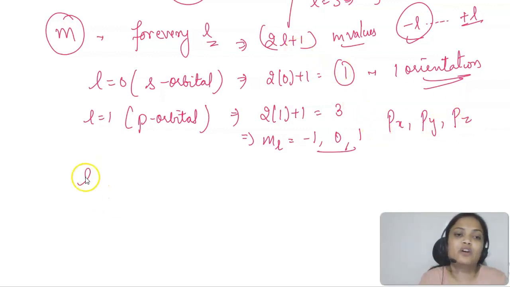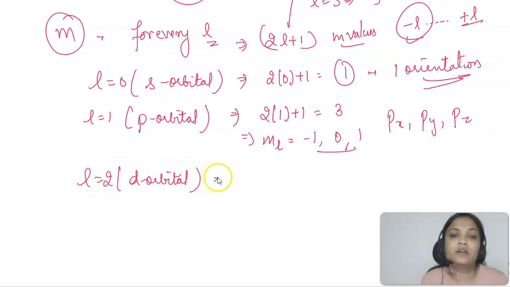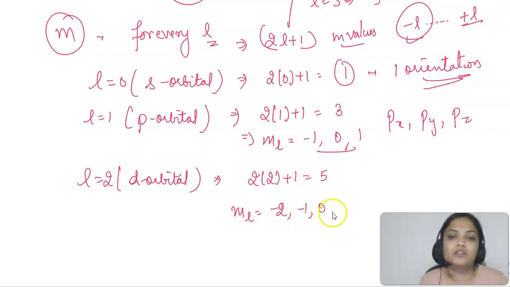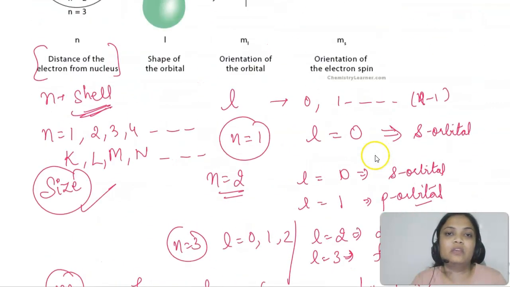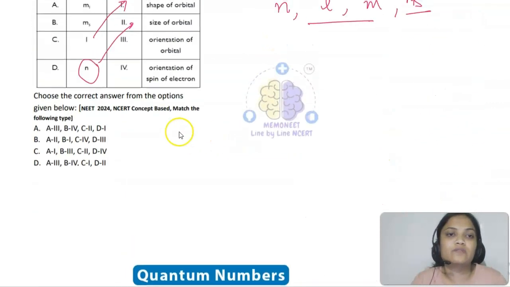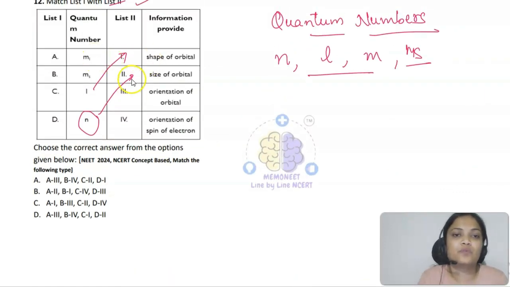Okay. Then if I talk about L equal to 2, that is our d orbital. So that will have 5 values. Okay, ml will have 5 values: -2, then -1, 0, +1, +2. So you have these 5 orbitals, dxy, dyz, dzx, right? Then we have dx square minus y square and dz square. So see, we are getting to know about the orientation of the orbital from the magnetic quantum number. So this is the orientation of the orbital.